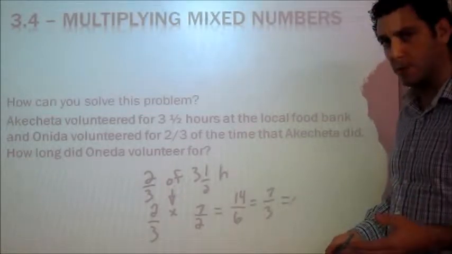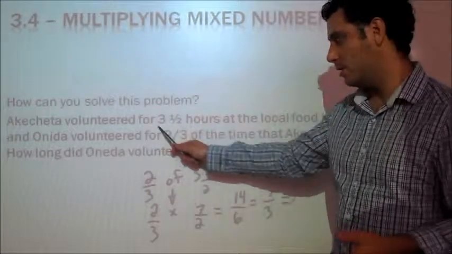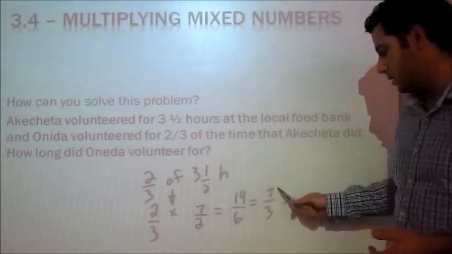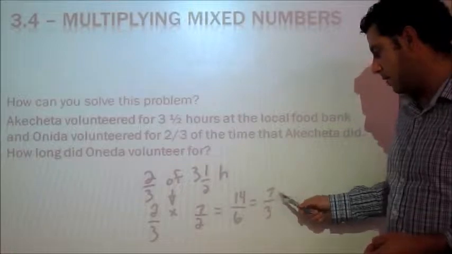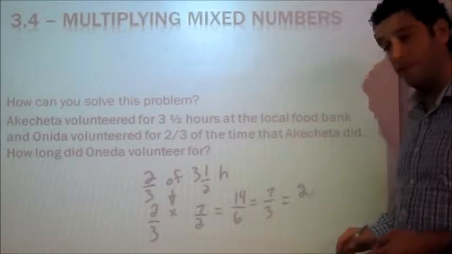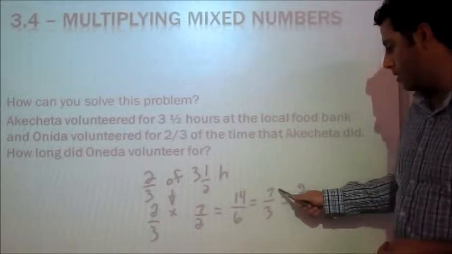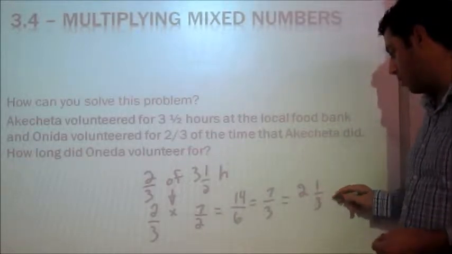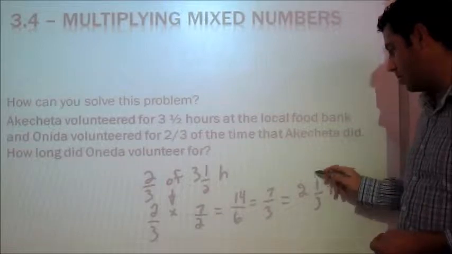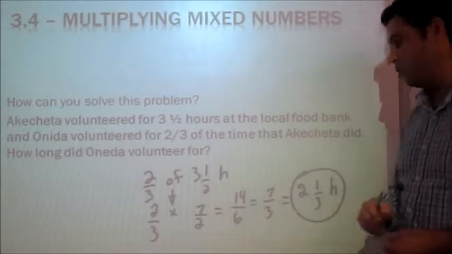It might be a little simpler to read because we're dealing with a time value than 7/3 of an hour. So 3 goes into 7 2 whole times. In other words, 2 full hours. And then there's 1/3 of an hour left over. So 2 1/3 hours is what Anita worked.